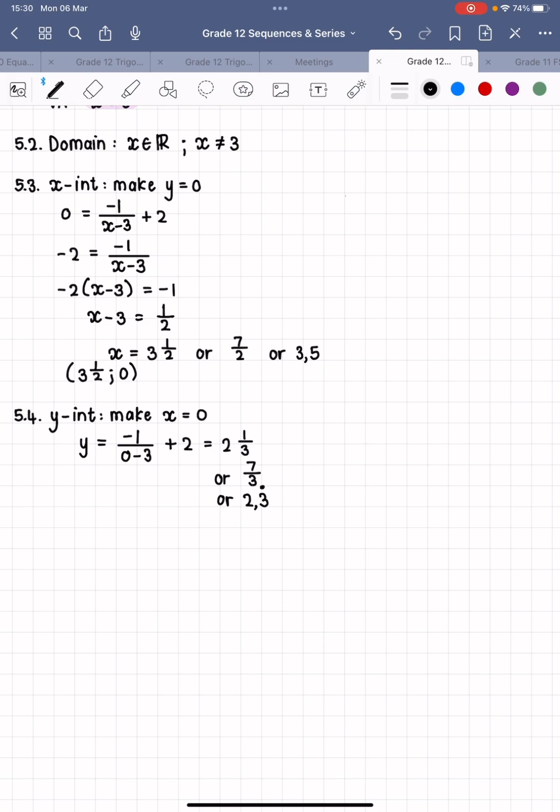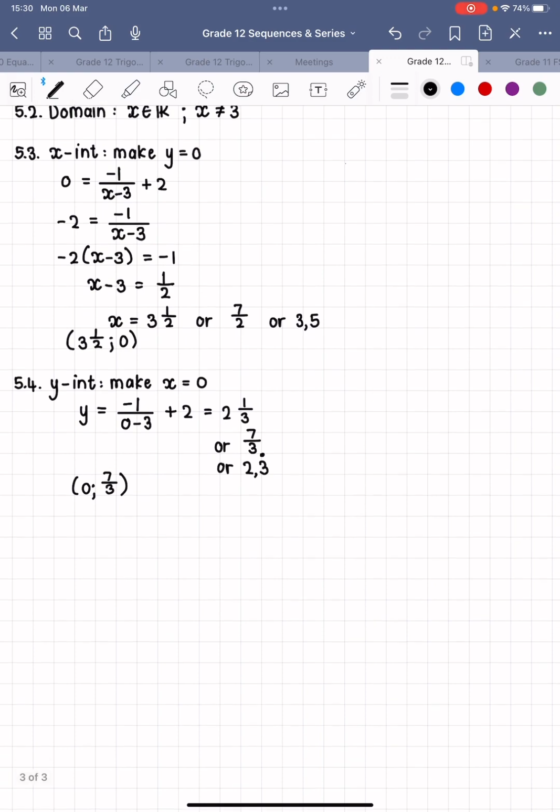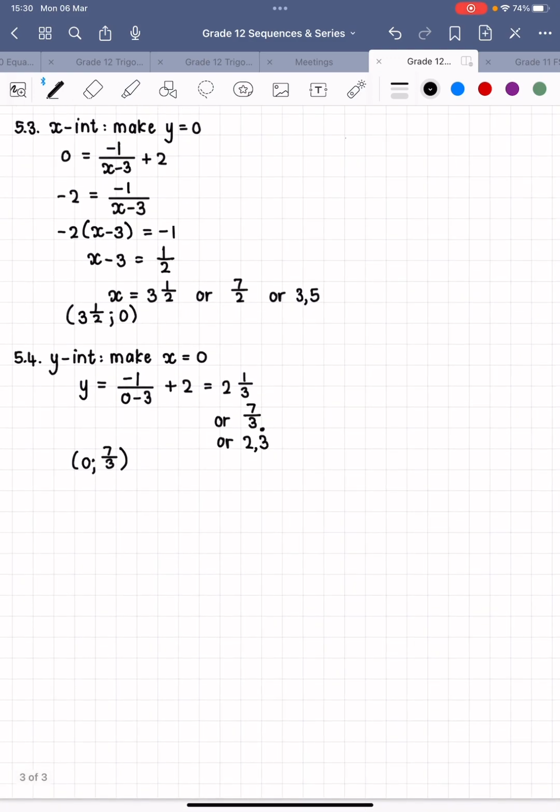So the coordinates of the y-intercept are 0 and 7 over 3, or 2 1/3, or 2.3 recurring. Again, it absolutely does not matter. Both, or all three of them, in fact, are correct.